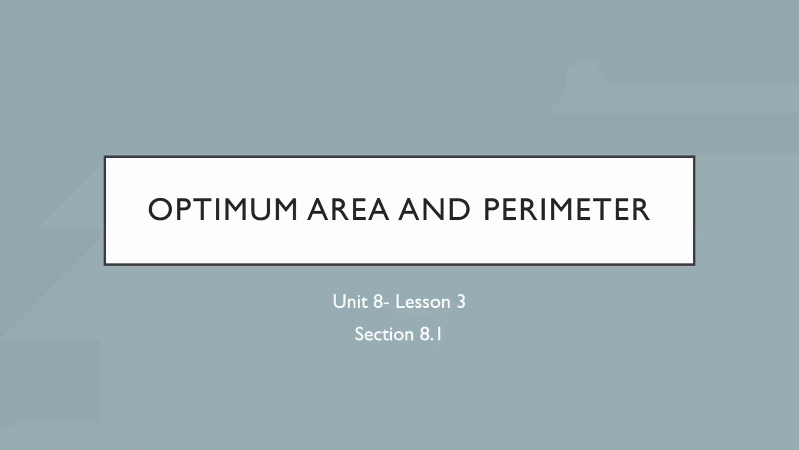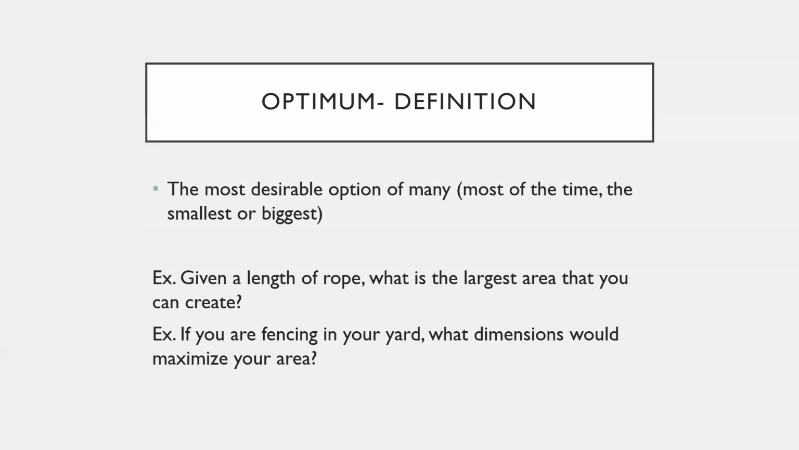Hey, grade nines. In our third lesson of the unit so far, we're going to go over optimum area and perimeter. I'm going to skip over a lot of the parts in this lesson because I think most of it you should be able to do on your own. I mainly want to go over just how we actually identify different dimensions of a rectangle.